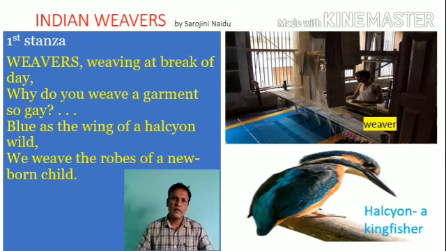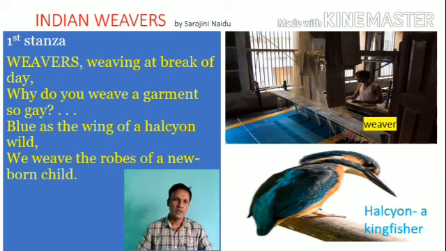So, the weavers are weaving at the morning time. The time mentioned in the first line is the break of the day. It means that it is the morning time. And at this time, the weavers are weaving very happily. They are weaving a cloth, and that cloth is very gay, meaning happy. Actually, the cloth cannot be gay, but it is fresh. It is looking vibrant. It is looking very attractive. And the poetess asks at this morning time, why do you weave a garment so gay?